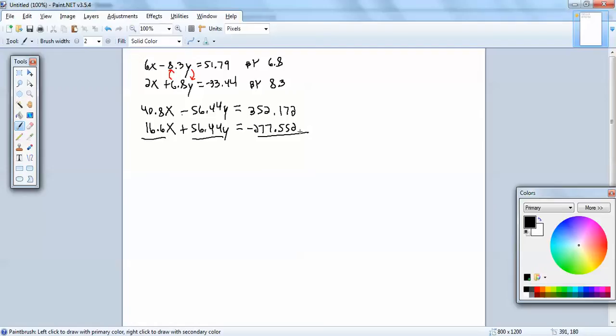Now if I add those, 40.8 plus 16.6 gives us 57.4x. The y terms drop away. 352.172 minus 277.552 gives us 74.62.